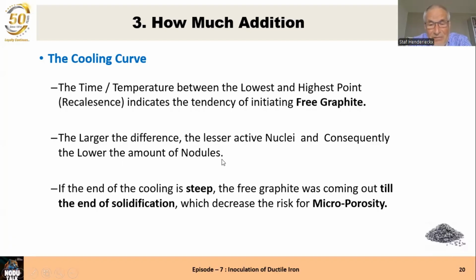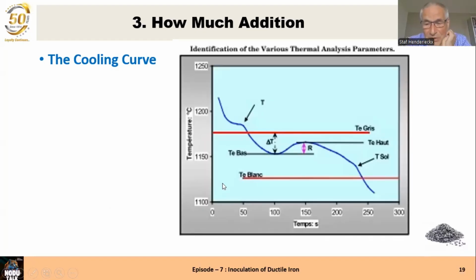In the end, if the cooling is steep, then we will have free graphite until the end of the solidification. Can we go now back to the graph again? You can see, how is it possible that we let cool a metal and all at once its temperature increases again? How is this possible? Normally the temperature should go down continuously. No, it increases again. How does it be?